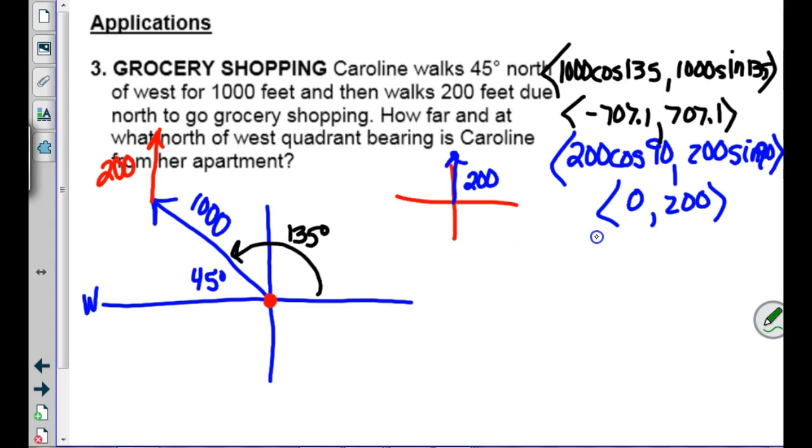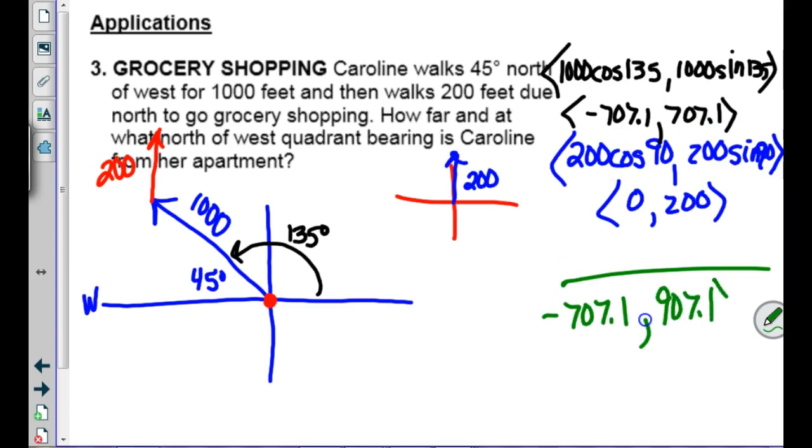So if we add those together to see where she winds up, we add these two x and we get negative 707.1. Add these two y, and we get 907.1. Look at the picture here, guys. Does that make sense that if she went to the left and up, she would be here?